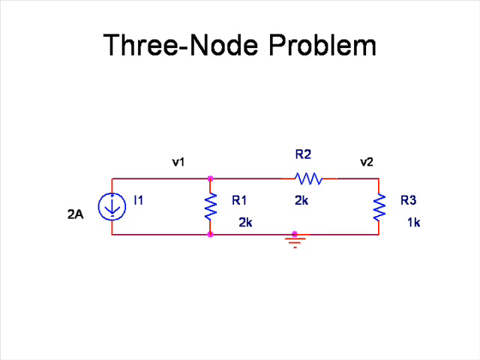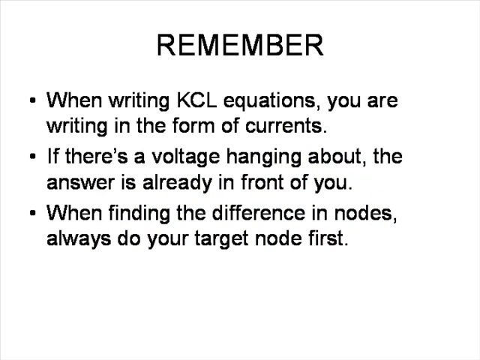Now that we got the ground reference and the voltages already labeled, it's time to make our KCL equations. Remember, when writing KCL equations, you are writing in the form of currents. If there's a voltage hanging about, the answer is already in front of you. For example, if this current were a voltage source, you would not have to worry about it because the voltage, well, that's what the node is. The node is that voltage. But it's not, so we are not lucky enough here to solve this problem.